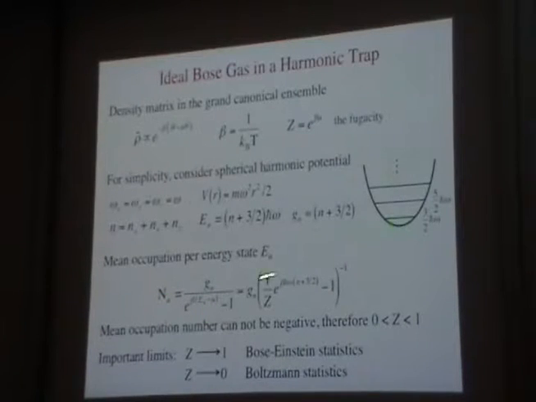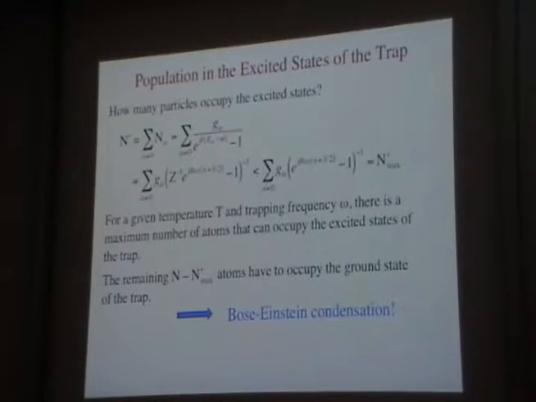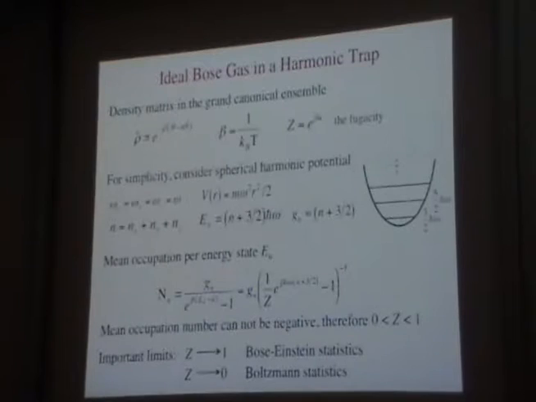And so you can write this down and figure out the number of particles in an energy state for a given temperature. But what you want to do for Bose-Einstein condensation is ask how many particles are actually in the excited states. So let's forget about the ground state of the system and ask how many particles are in the excited states of this harmonic trap.